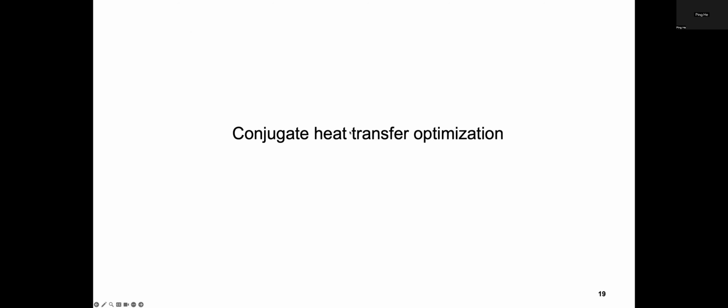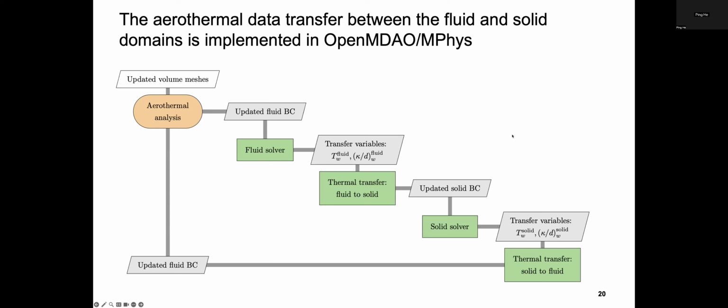Okay, so next I'm going to talk about conjugate heat transfer optimization capability. If you remember in the last workshop, we showed aero-structural coupling. Now in this version, we fully extend the coupling to aero and thermal. And this is just a diagram that shows you how we couple aero and thermal together. Again, this is implemented in OpenMDAO and IDWarp.